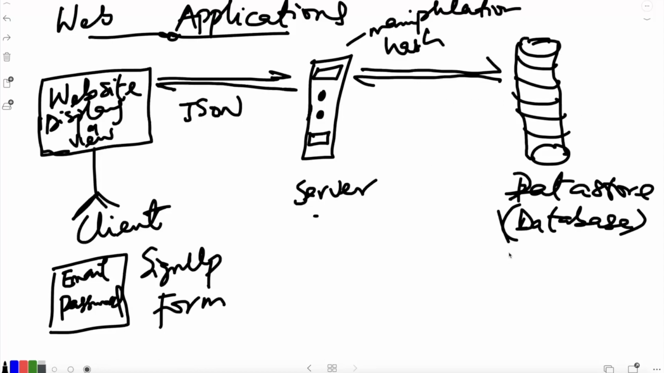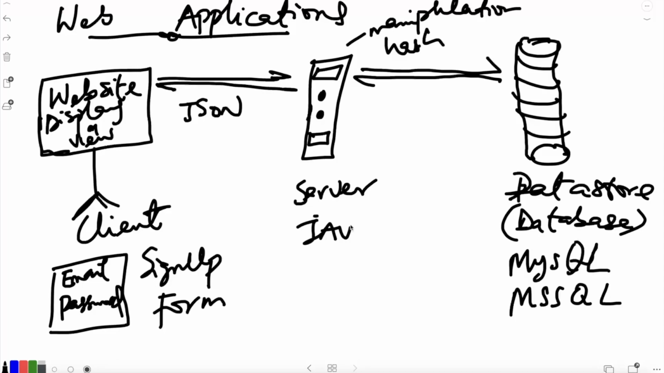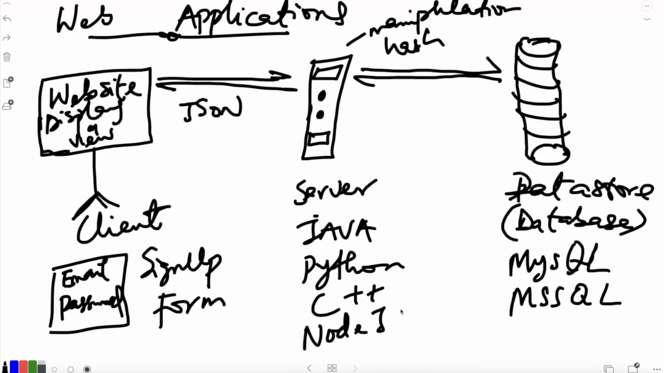We have different kinds of database. We have NoSQL and SQL databases, but we won't be diving deep into that for now. Just simple examples of databases are MySQL, MS SQL. We have several others, Oracle DB, and the likes. And on the server, we have several programming languages we could use. We have Java, we have Python, we have C++. We also have Node.js, that is JavaScript.